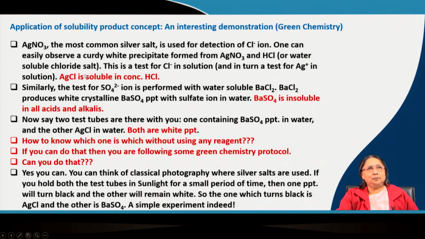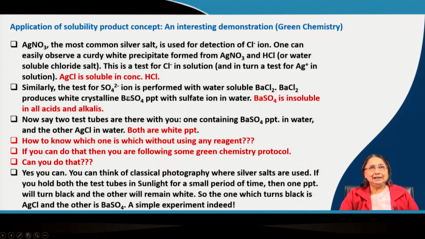Now, the property of silver chloride is that it is soluble in concentrated HCl. It is soluble in concentrated HCl, please remember this. Now, we do another experiment. What we do? We take a test tube. This is a test for sulphate. Similarly, the test for sulphate ion is performed with the water soluble barium chloride. We all know how we do. Barium chloride produces white crystalline barium sulphate precipitate with sulphate ion in water. Barium sulphate is insoluble. You have already learned from the solubility product in the earlier lectures.